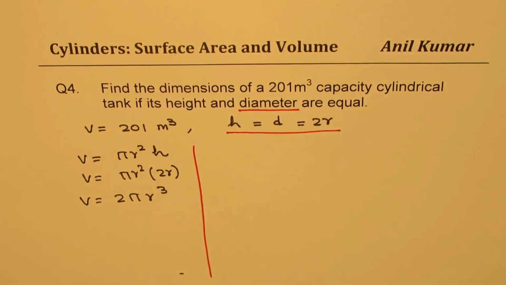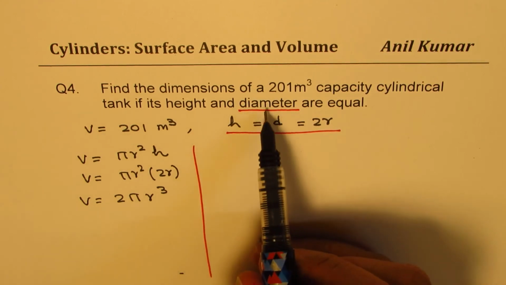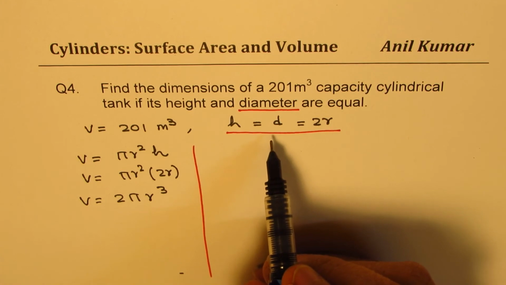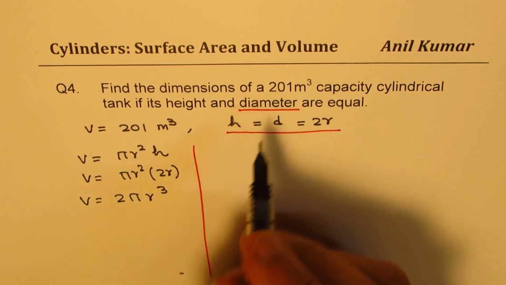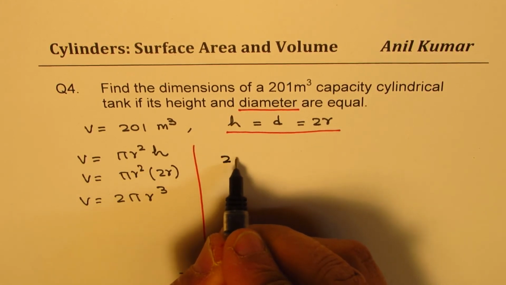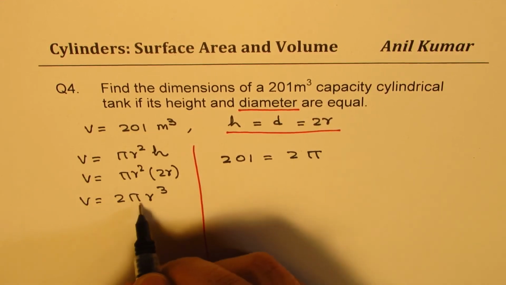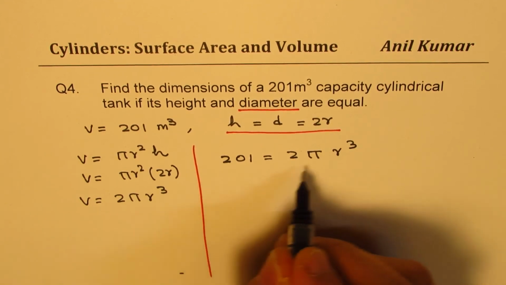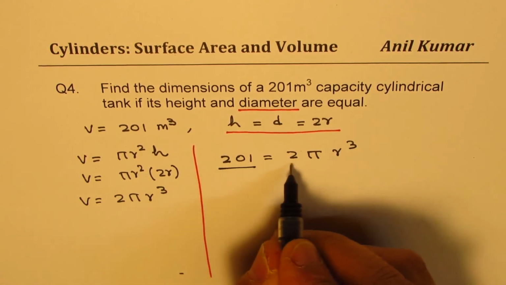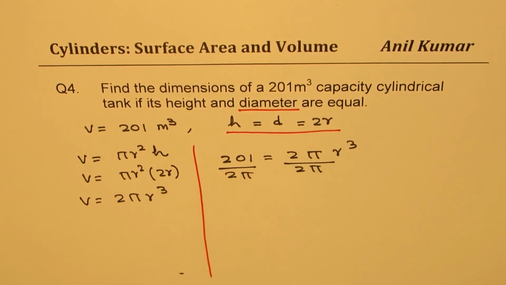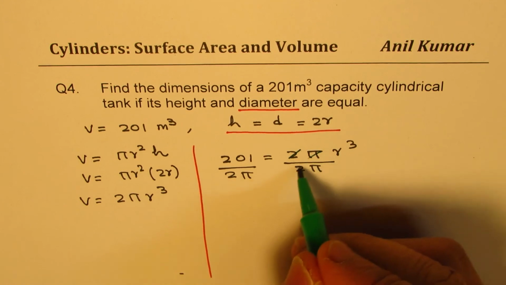You get the concept. So this was slightly more complicated. I really wanted to take it in the next part, but since I made a typing error overlooked during solution, I am providing you the solution for this particular question. Now we know the volume is 201. We know it is 2 pi, which is 3.14, r cube. So we can divide by 2 pi both sides, right? So when you divide by 2 pi both sides, then this 2 pi cancel, correct?